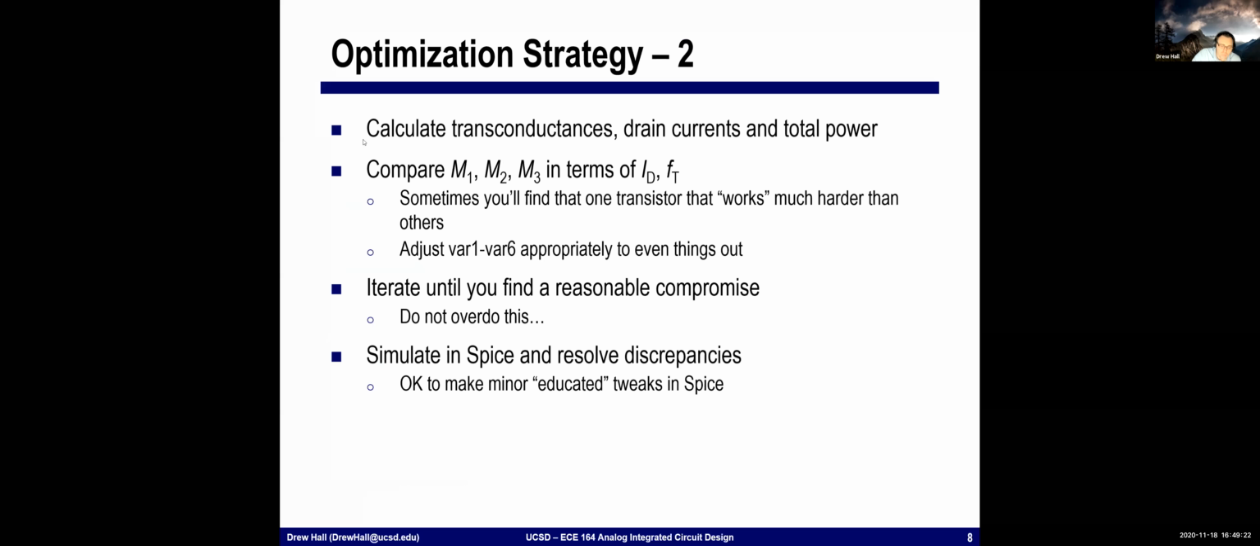Okay, so once I've identified these design variables, what this lets me do now is I can go through all of my calculations. Okay? I can go through and I can calculate all of the transconductances, I can calculate the drain currents, and then I can calculate the total power. Then I can look at M1, M2, M3, the three key transistors in this design, and look at their ID and their FT. Okay? And what I'm looking at in this particular instance is if transistors are working much harder than others.